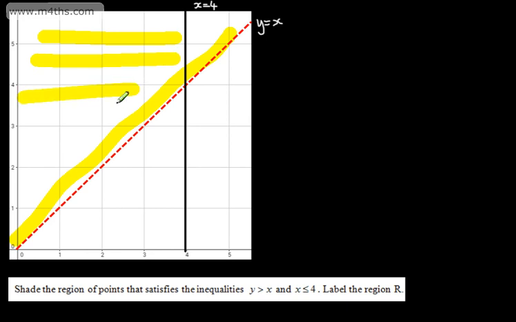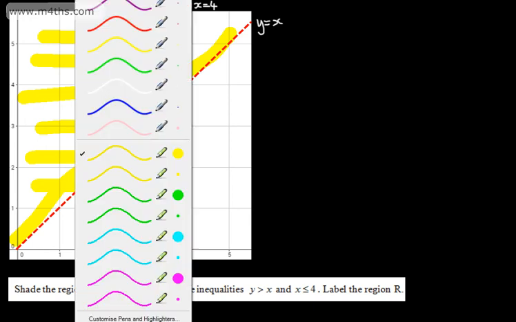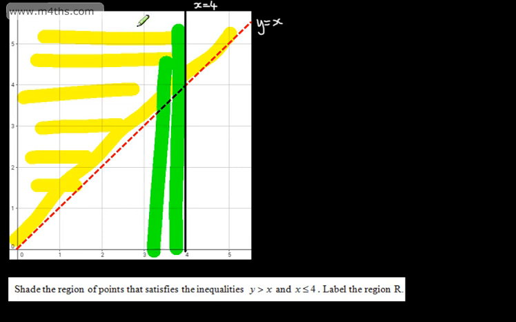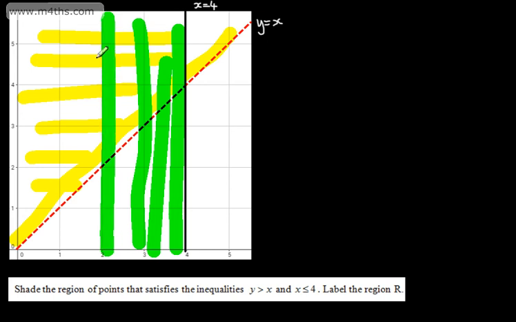Then we would say to ourselves, where is x going to be equal to or less than 4? Well, that's to the left of the line. So what we'd have to the left of the line, let's change the colour, we would have all of this right here. So what we want now is the region that is shaded yellow and shaded green. So it's got both of them because it needs to satisfy both of these.